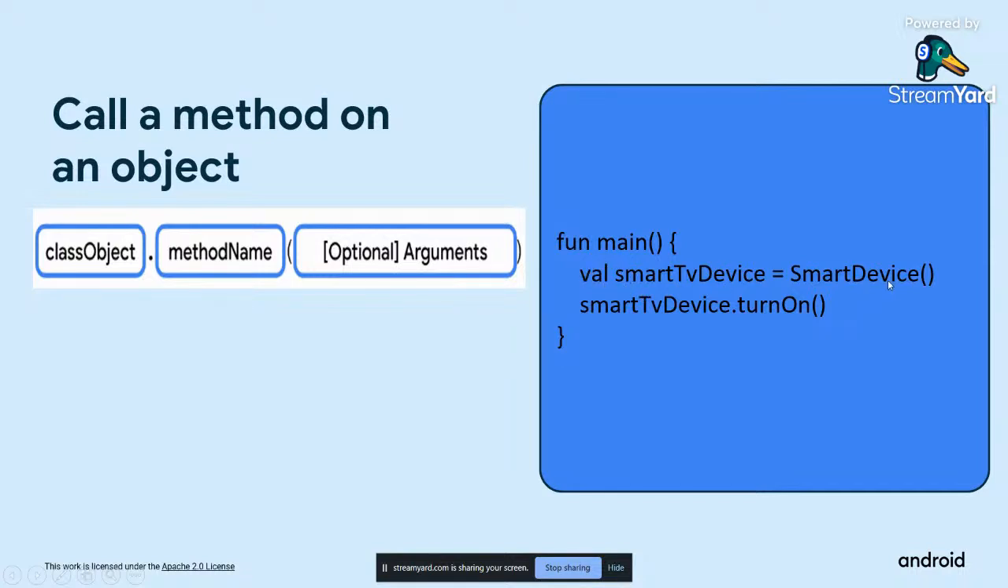Here we have created an instance of the class. Now from smart device we have seen there was a method turn on, right? Now we want to call that method on this object smart TV device. So what we will do, we will write smart TV device, the name of the object, then we will use the dot operator and we will write the method name which is turn on. And that's how we call a method on an object.